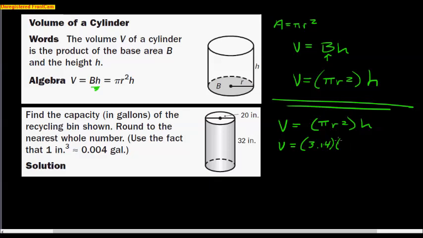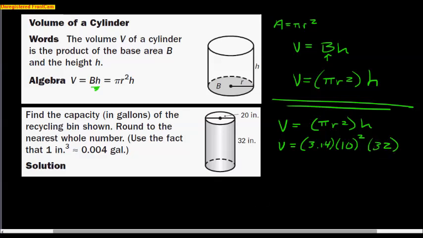And radius is, oh, that radius, look at that, that's a diameter. Okay, that is a diameter. I don't want to plug that 20 in there. I want to take half of that diameter, and I'm just going to square that. And then the height of the whole thing is 32 inches, so I plug that in there.